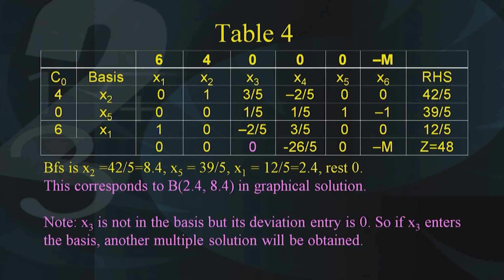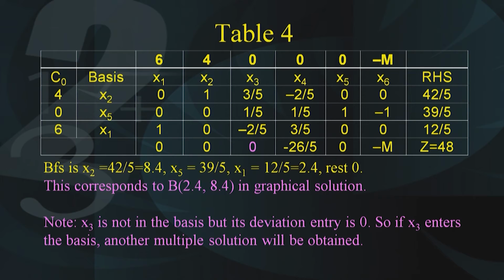We find that the BFS that we get is x2 equal to 42 upon 5, which is nothing but 8.4. Similarly, the next variable x3 is 39 by 5, and the other basic variable is x1 equal to 12 by 5, which is nothing but 2.4, and of course, the rest of them are 0. So, this BFS is actually the point B, given by 2.4 and 8.4 in the graphical method.